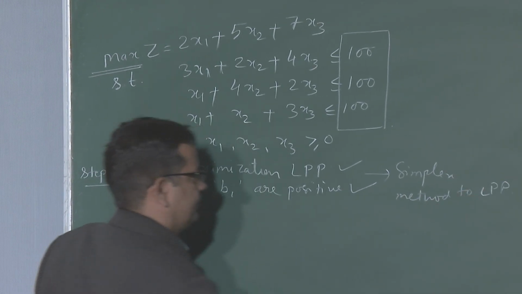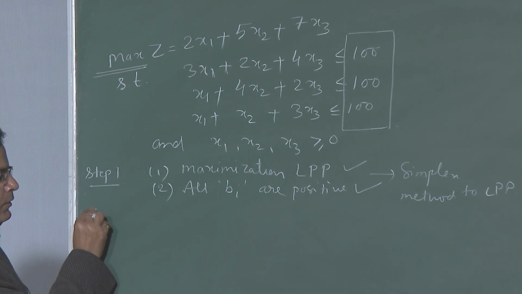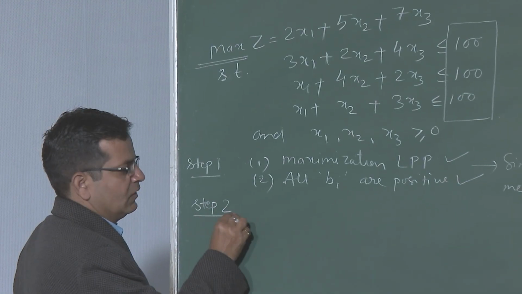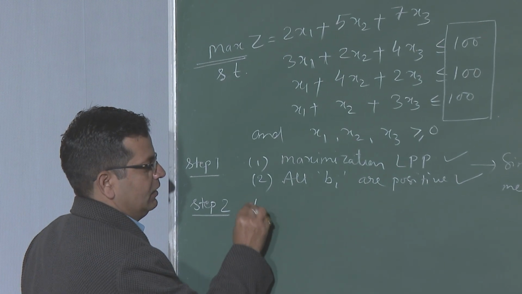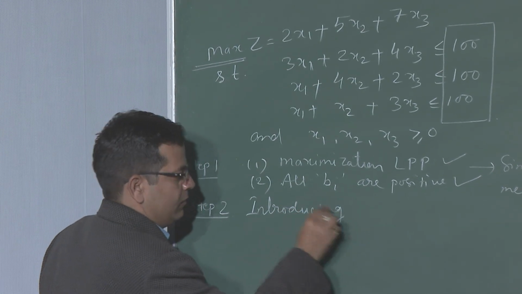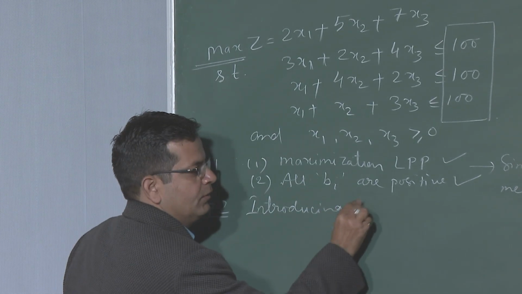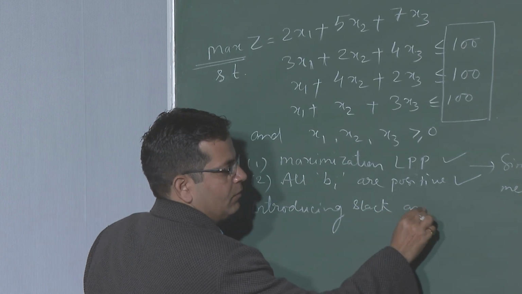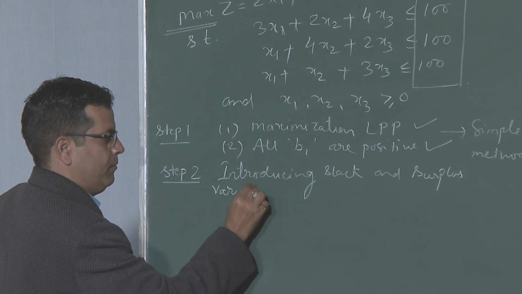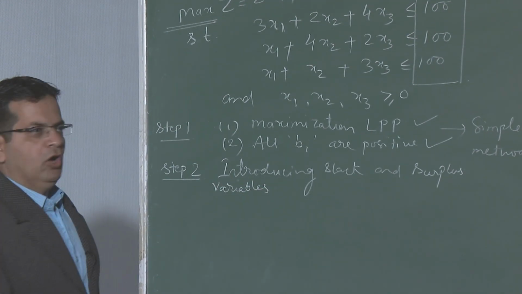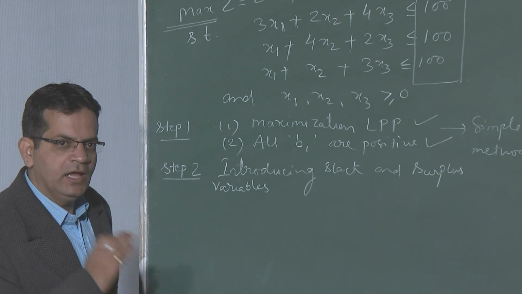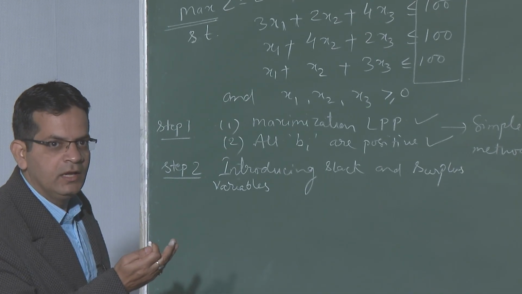LPP. In the second step, we introduce slack and surplus variables, because we have a set of inequality constraints and we need to convert them into equations.